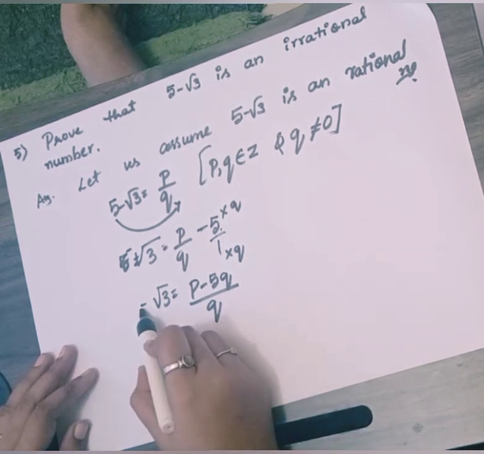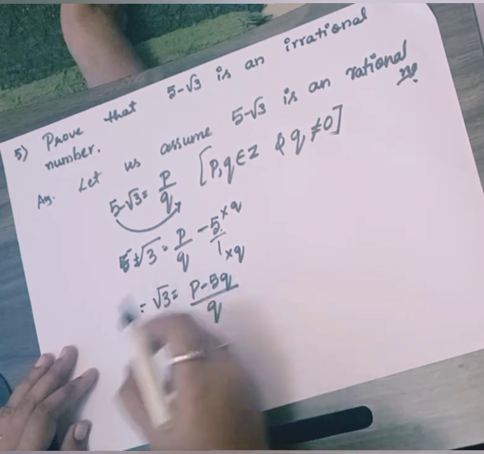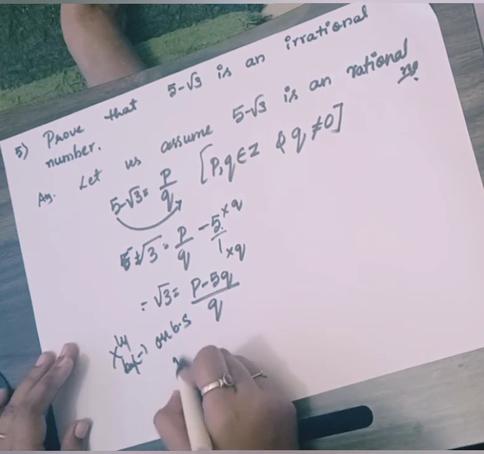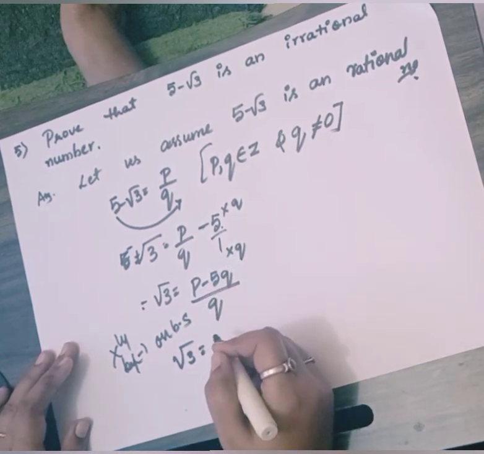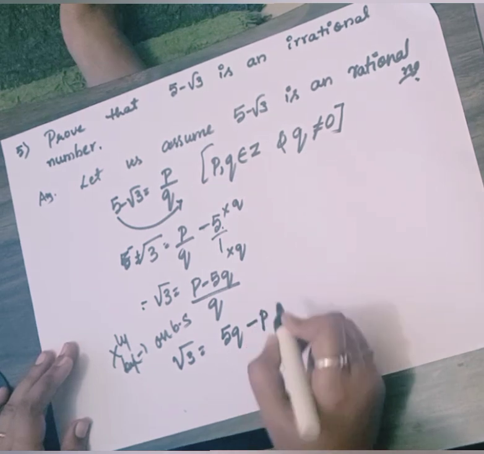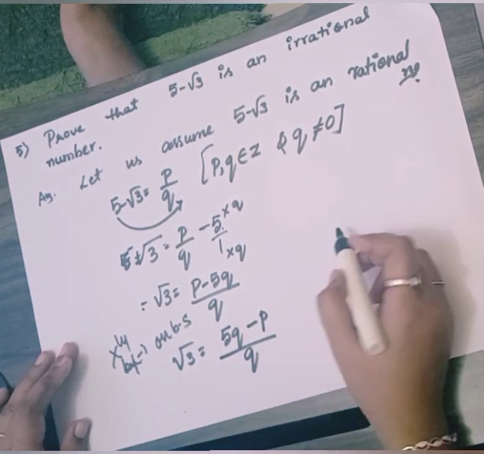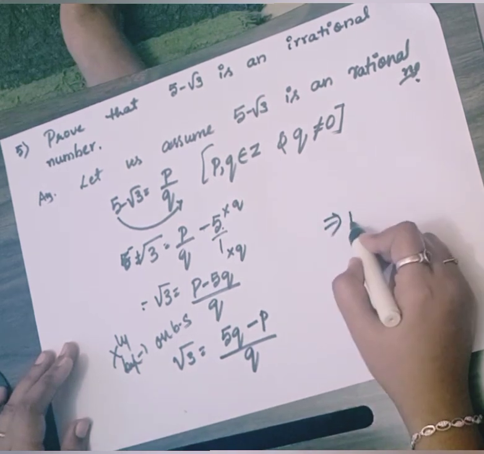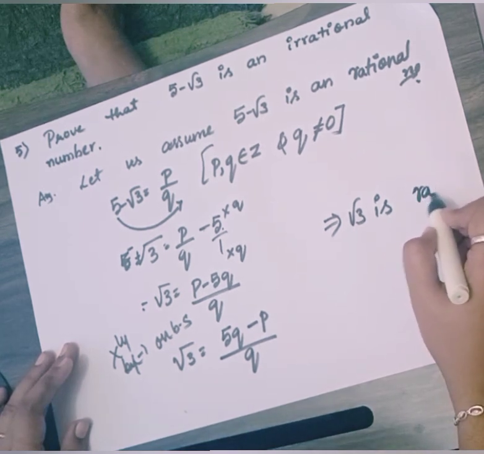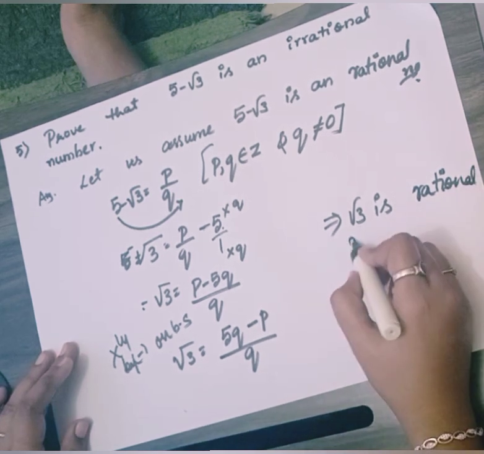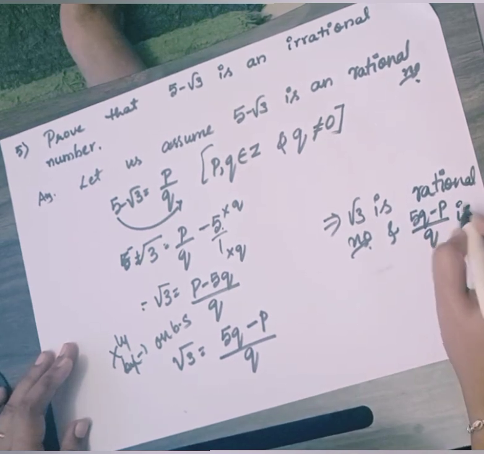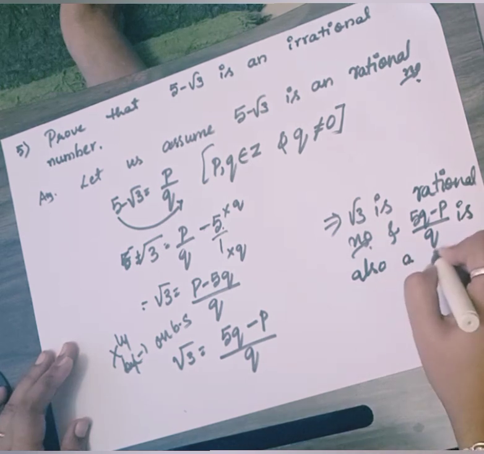You can observe here I have a minus, here we have nothing, so therefore I'll multiply both the sides by minus. So then I'll get root 3 is equals to, plus terms will become minus, minus terms will become plus. So I'll get minus 5q will become plus 5q and p will become minus p divided by q. So therefore finally we can write root 3 is a rational number and 5q minus p divided by q is also a rational number.